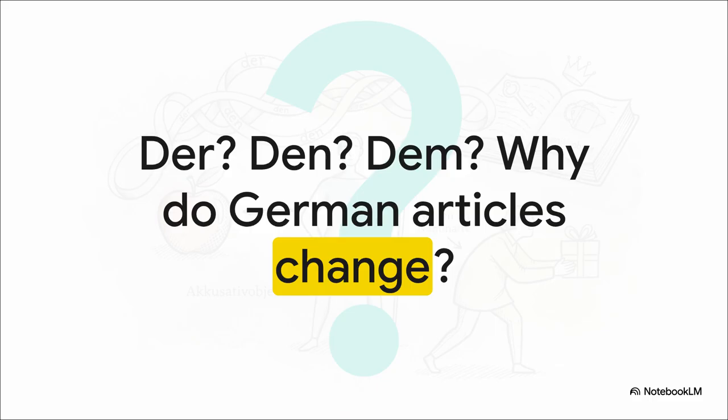Der, then, dem. Look, it's one of the first huge hurdles for pretty much anyone learning German, right? It can feel totally random, super confusing, but I promise you, by the end of this, you'll see there's a really clear logic behind it all. It's not just about what a noun is, it's about what that noun does in a sentence.